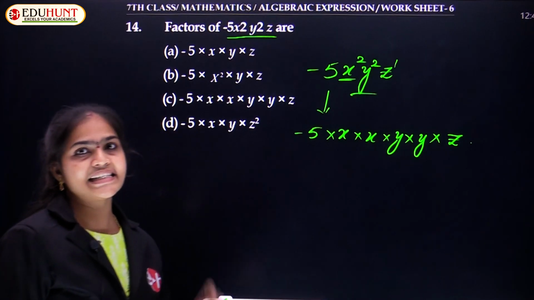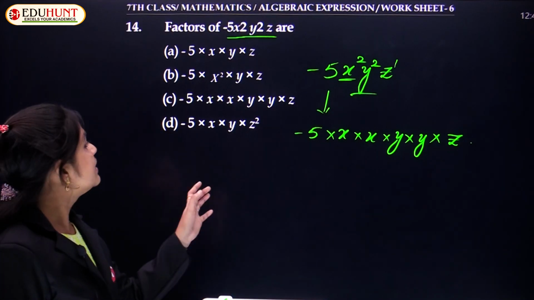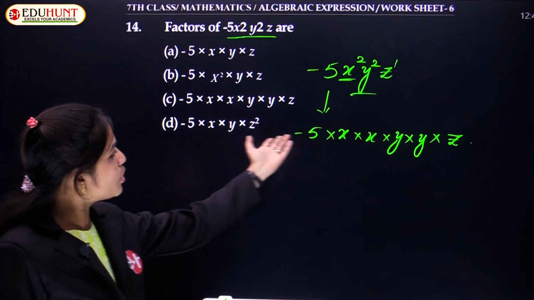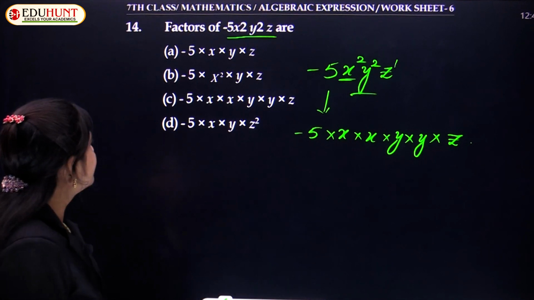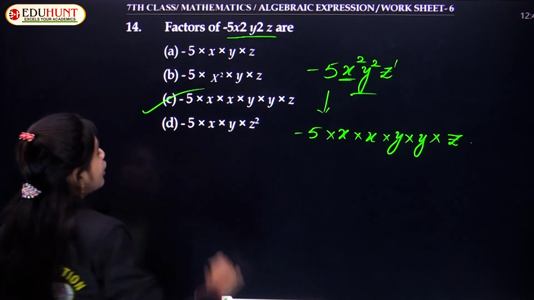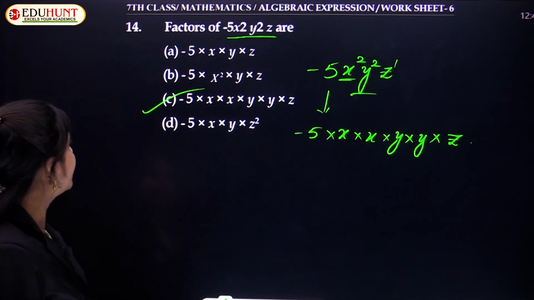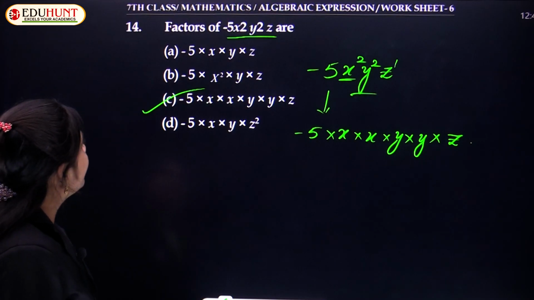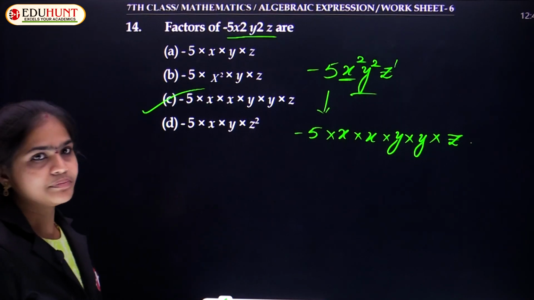This is the factorization form, right? So in this factorization form, these all are the factors. Which option is correct here? Option C is correct. Or else minus 5, x, y and z.